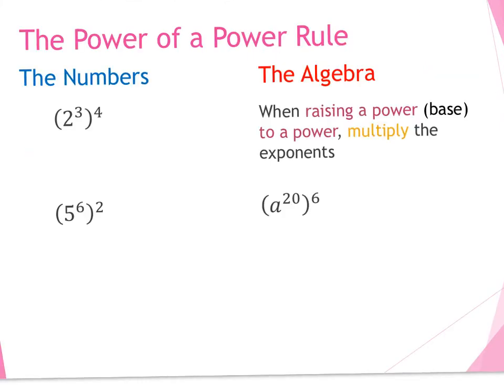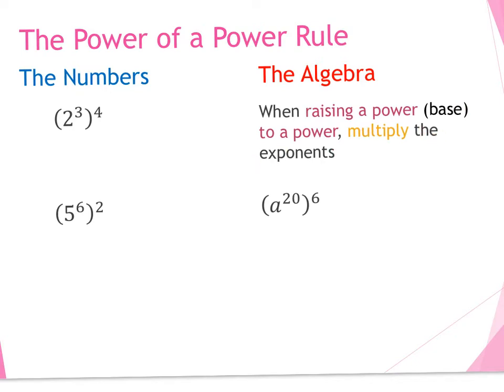So the first one is kind of an extension of our product rule and an extension of our power of a product. Now we call this rule a power of a power, in which we already have an exponent on the inside of the parentheses, and then we have an exponent on the outside of the parentheses. So if we look at the algebra side first, it says when raising a power, the base, to a power, multiply the exponents that you have.